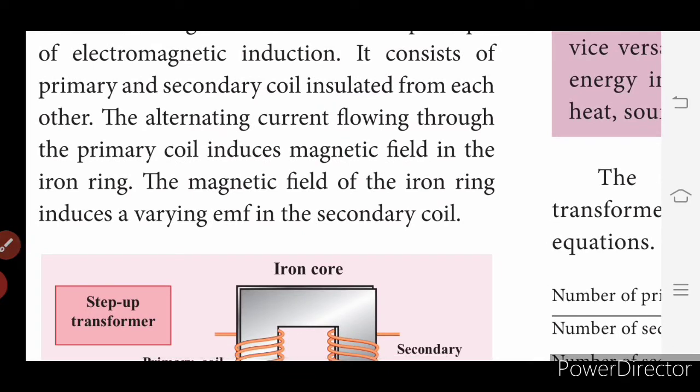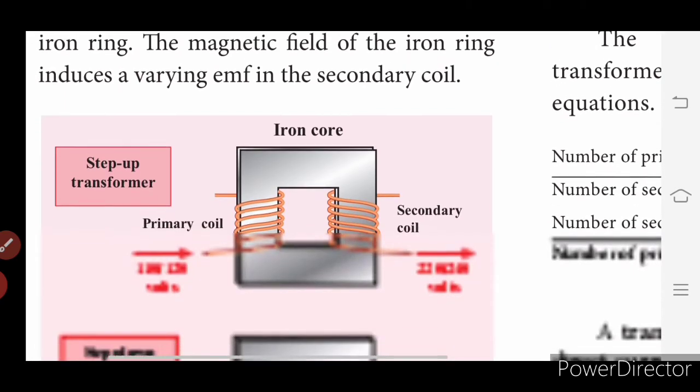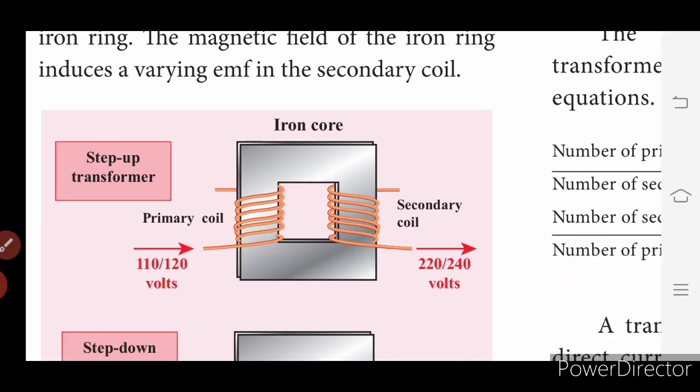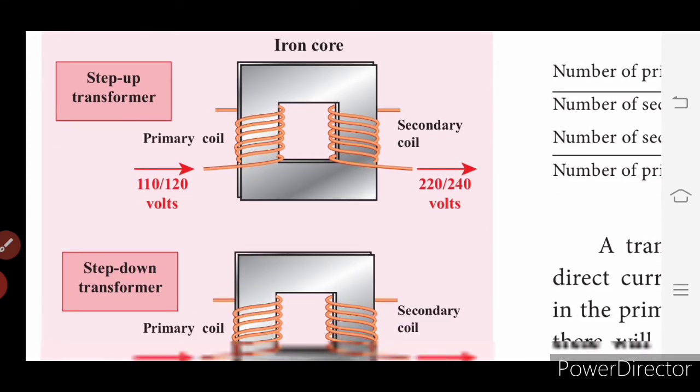The alternating current flowing through the primary coil induces a magnetic field in the iron ring. The magnetic field of the iron ring induces a varying EMF in the secondary coil. See the diagram here. Transformers are of two types: step up and step down transformer.